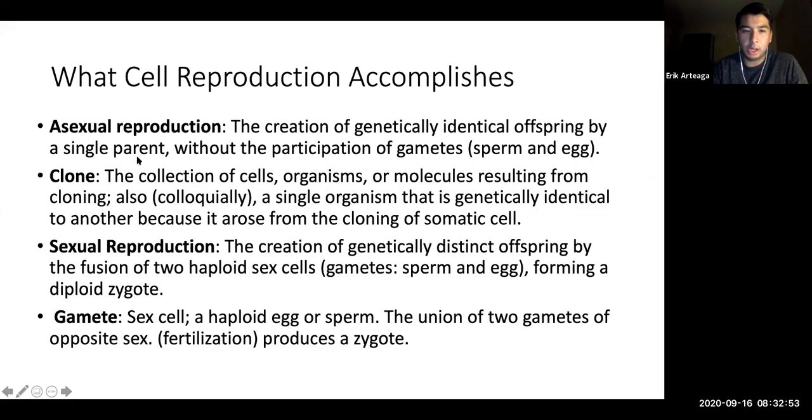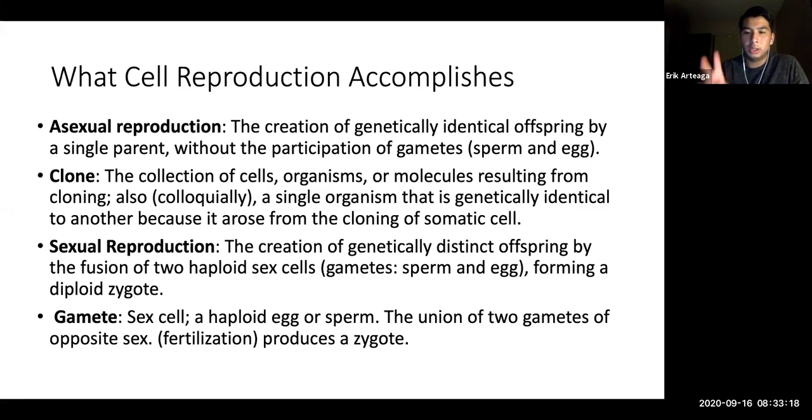So what does cell reproduction accomplish? We have asexual reproduction, the creation of genetically identical offspring by a single parent without the participation of gametes. So no sperm or no egg, so no genetic recombination. When I say genetic recombination, this means that you're having variations in genetics because you have two separate parents.